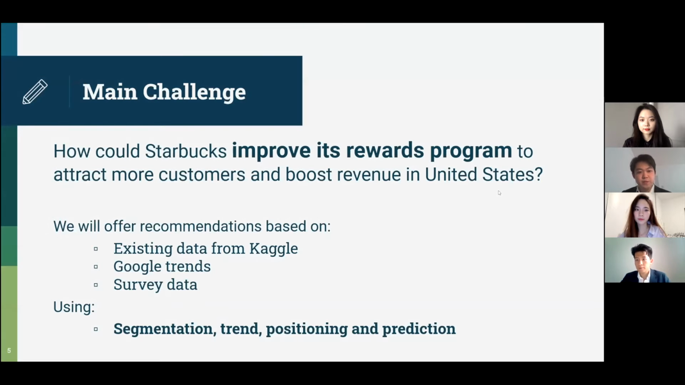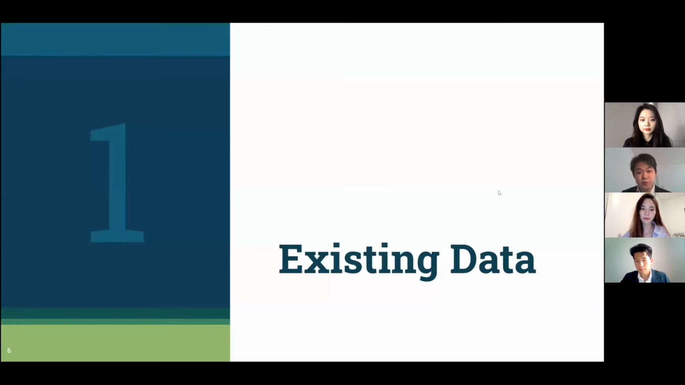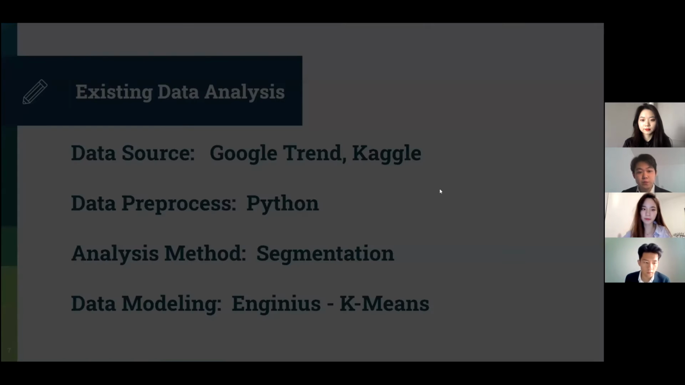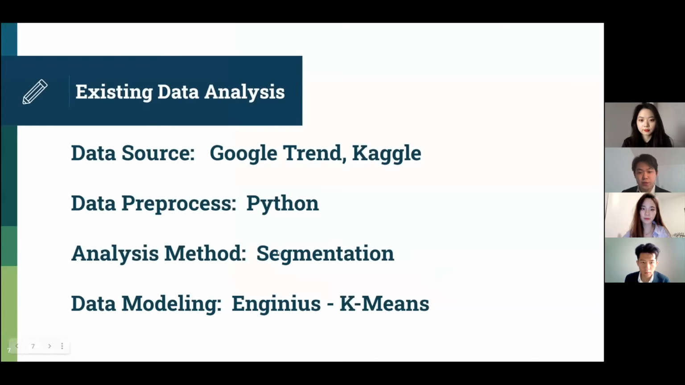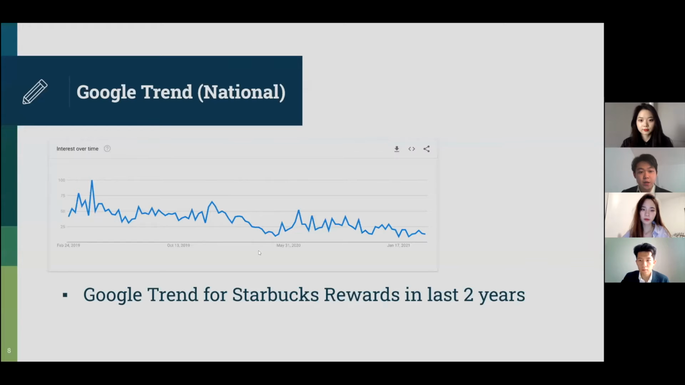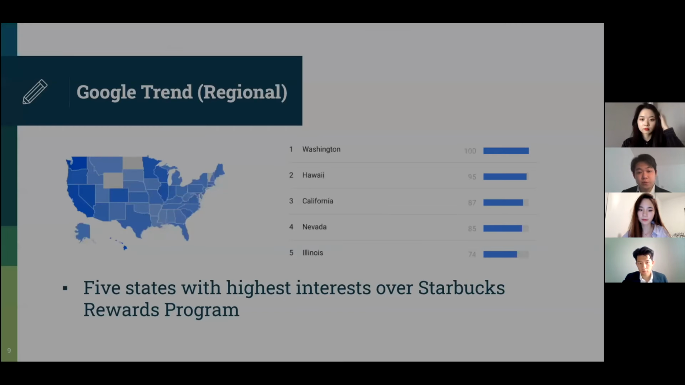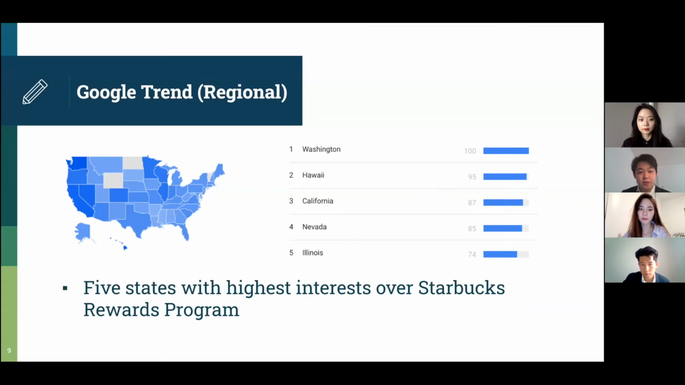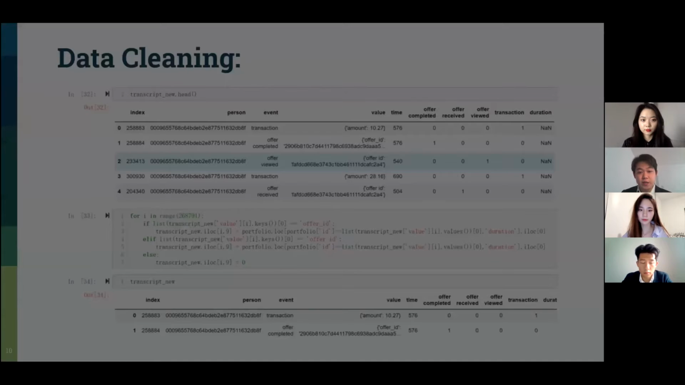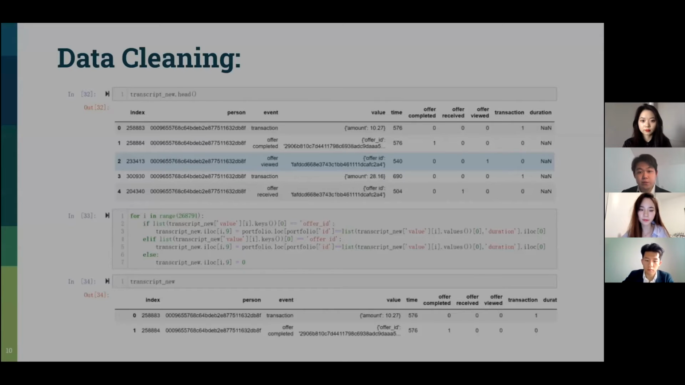Thank you, Wenbo. In this part, we analyzed the data from Google Trends and Kaggle. We used data from Google Trends to analyze the overall situation of Starbucks reward program. We found that national interest in Starbucks reward fluctuates in the last 2 years, but remains relatively low since the pandemic hit. The top 5 states in interest of reward program are Washington, Hawaii, California, Nevada, and Illinois.